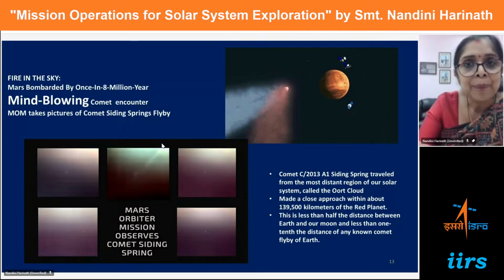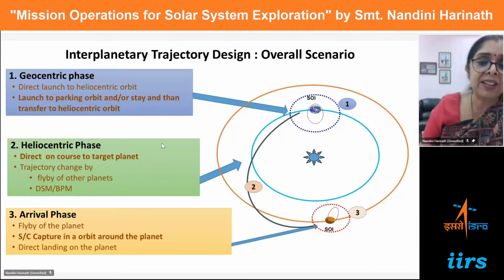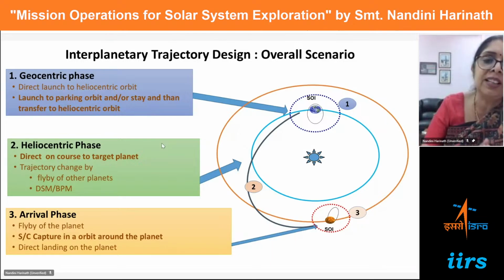Now, coming to one of the key concepts of missions to the solar system: trajectory design. So how do you do the trajectory design? If you have a rocket which is powerful enough to set the satellite on a path that takes you directly out of the sphere of influence of the Earth... When I say sphere of influence, I mean that as long as the satellite is within the sphere of influence of the Earth, it tends to keep going around the Earth. But if it needs to go towards any other planet, and the rocket is powerful enough to set you on that direct trajectory, then we have no issues at all.